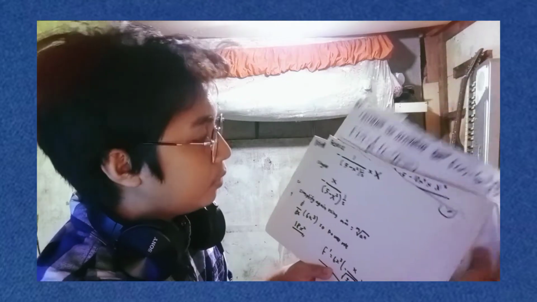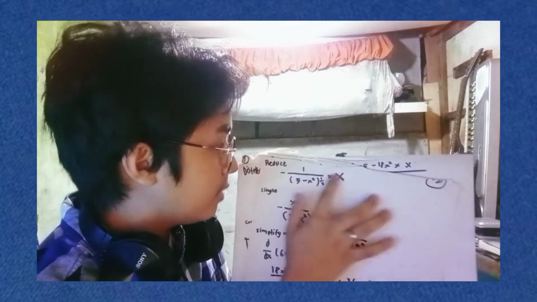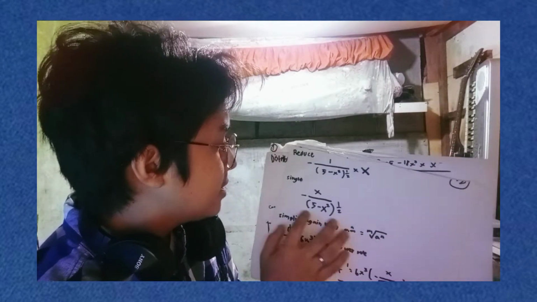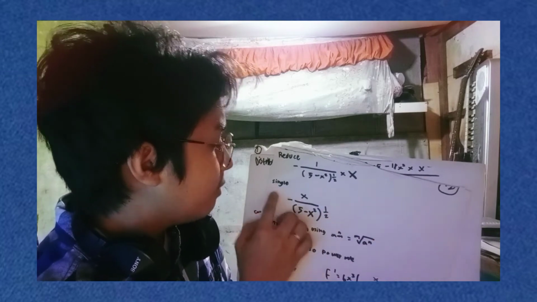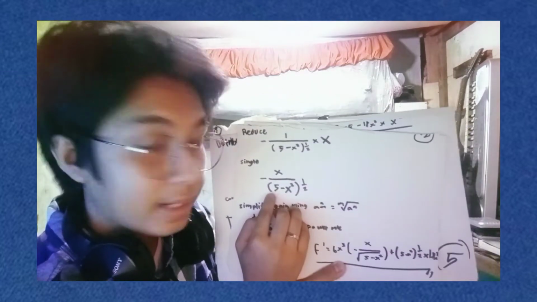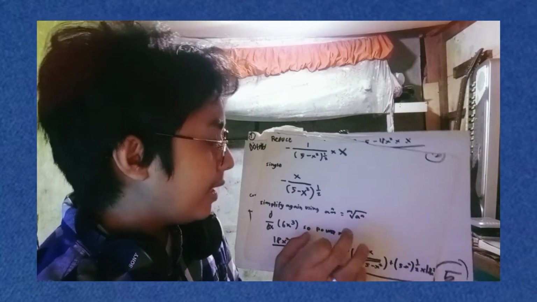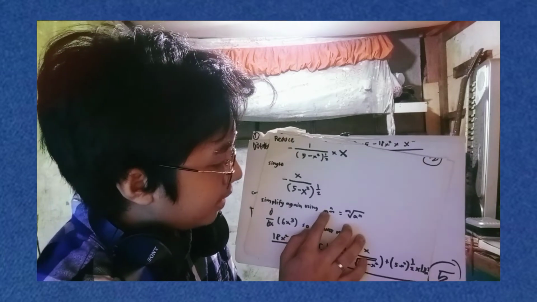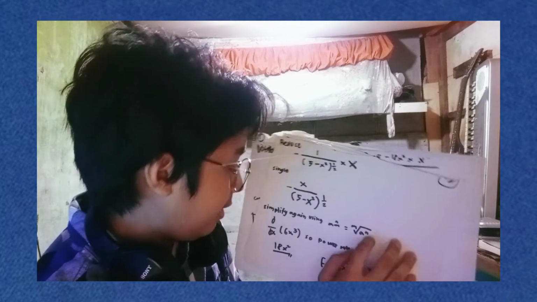and negative 2. So it will become negative 1 over quantity 5 minus x squared raised to 1 half times x only, because we reduce the following terms. Then remove the x, then change the 1 into x since it's the same variable. Then it will become negative x over quantity 5 minus x squared raised to 1 half. Then we will simplify it again using a^(1/n) equals the nth root of a.